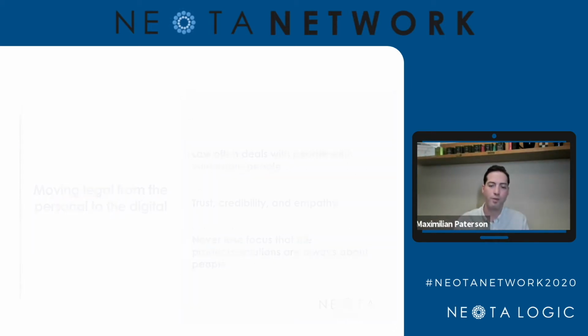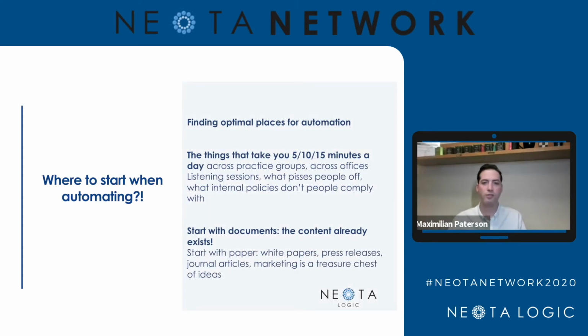So automation, where do you start? Where are good places to start looking when you want to automate? The first thing that I usually tell people, and usually bears the most fruit, is what are things that take you 5, 10, 15 minutes a day, that when you look across practice groups, across teams, across offices, across regions, what are things that people have to comply with across the board?